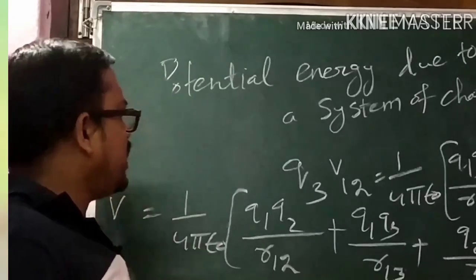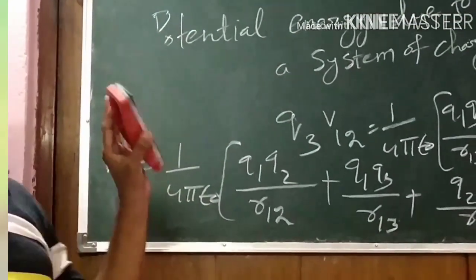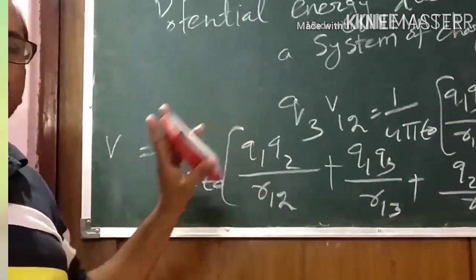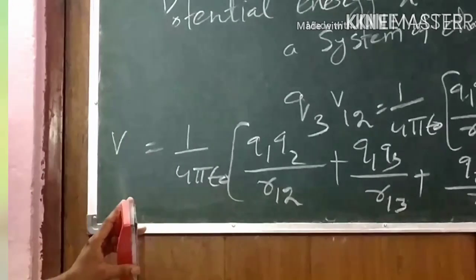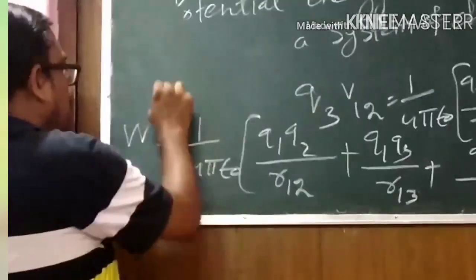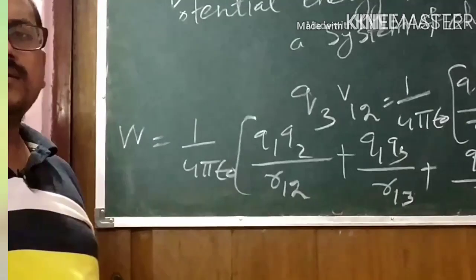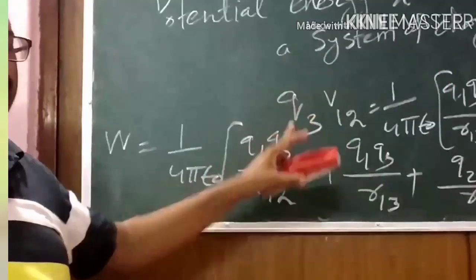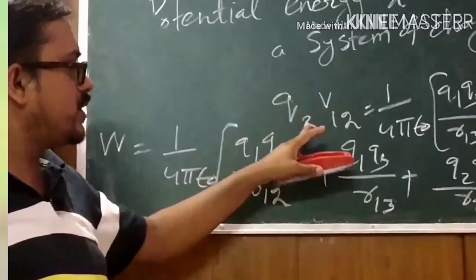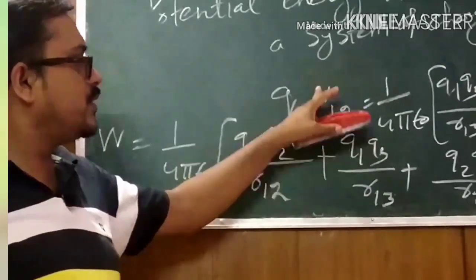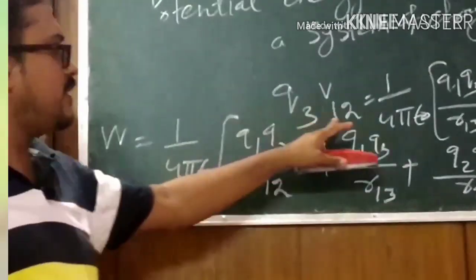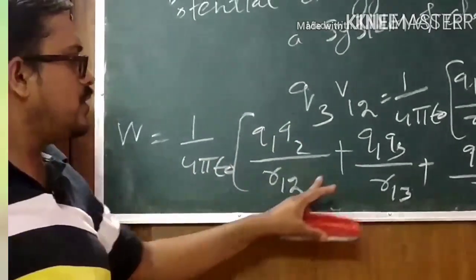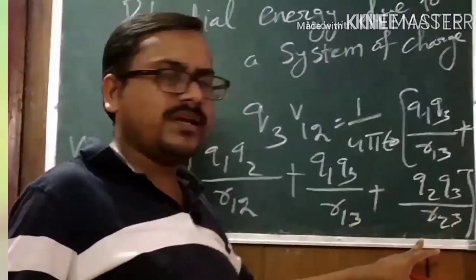Again repeating this, as this is very important: first we have taken three charges, and for the first charge the net work done will be equal to 0. Next we calculated the potential due to the charge Q2 due to Q1. Next we calculated the potential due to Q3, due to Q1 and Q2. The net work done will be equal to 1 by 4 pi epsilon 0 times Q1 Q2 by R12 plus Q1 Q3 by R13 plus Q2 Q3 by R23.